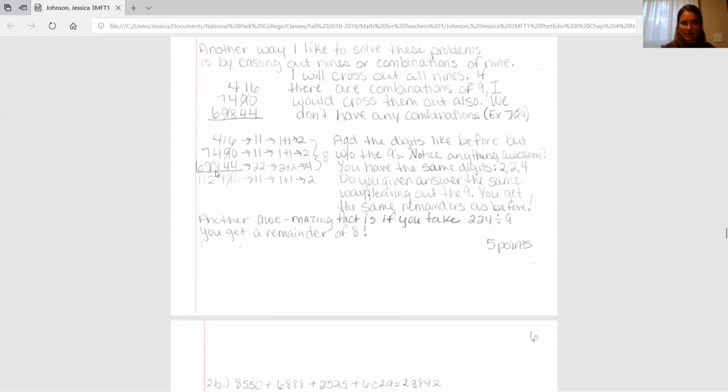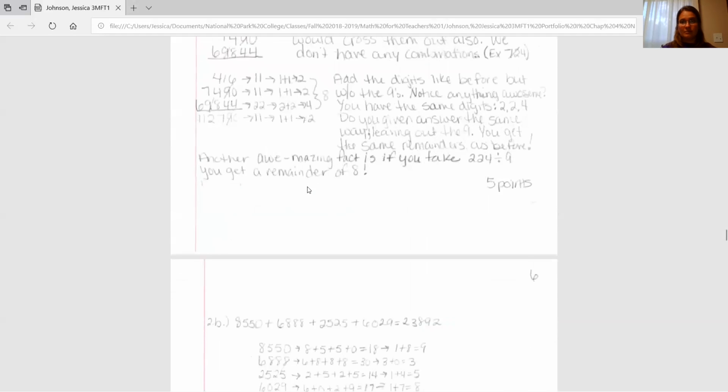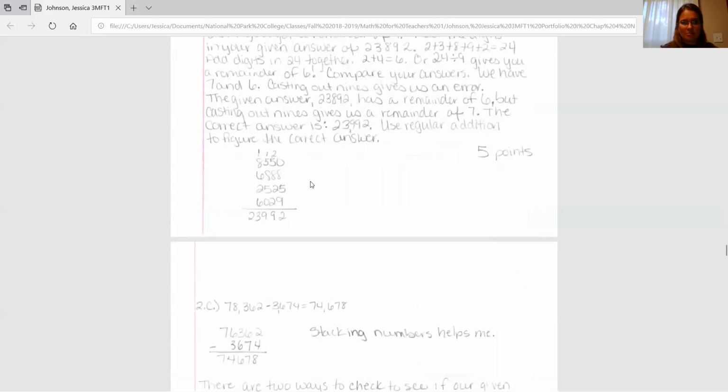That's so amazing to me. 7 plus 4 plus 0 is 11. 1 plus 1 equals 2. 6 plus 8 plus 4 plus 4 equals 22. 2 plus 2 equals 4. And you do the same in your given answer. I love it. Okay, let's look at subtraction.